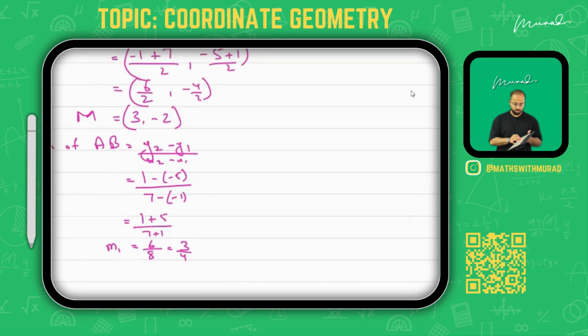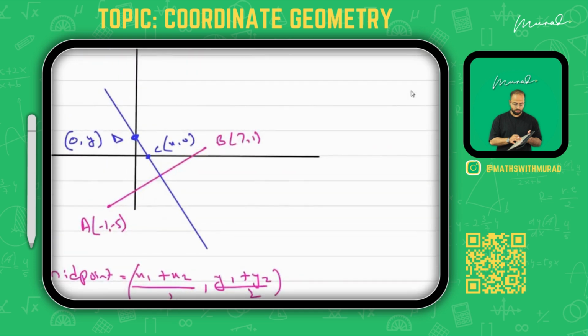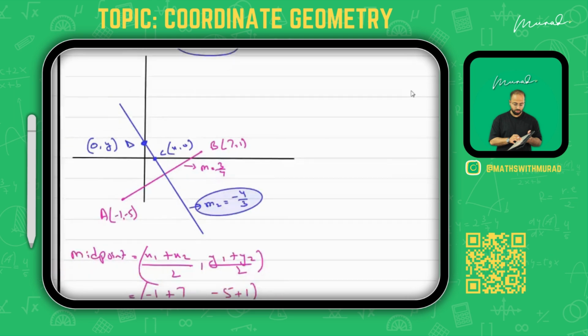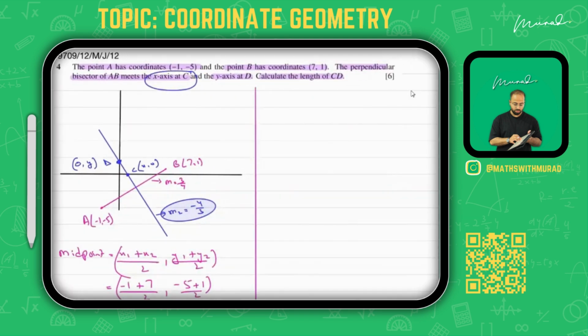This is my m1. So if I got m1 as 3 upon 4, obviously the gradient for this blue line is going to be m2, and it is going to be minus 4 over 3. So now I'll be trying to do the working for this particular line. Now I have these two coordinates right now. I have the gradient m2 as minus 4 upon 3, and then I have the coordinates of M, which are 3 comma negative 2. I'll be using y minus y1 is equal to m times (x minus x1) to get the equation of this line.